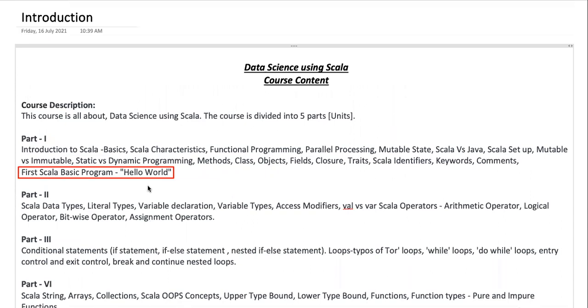So this is all for today's lecture. In the next video lecture, we will discuss the first part: the basics of Scala, Scala characteristics, and why it is called a functional programming language. We will look at those points.